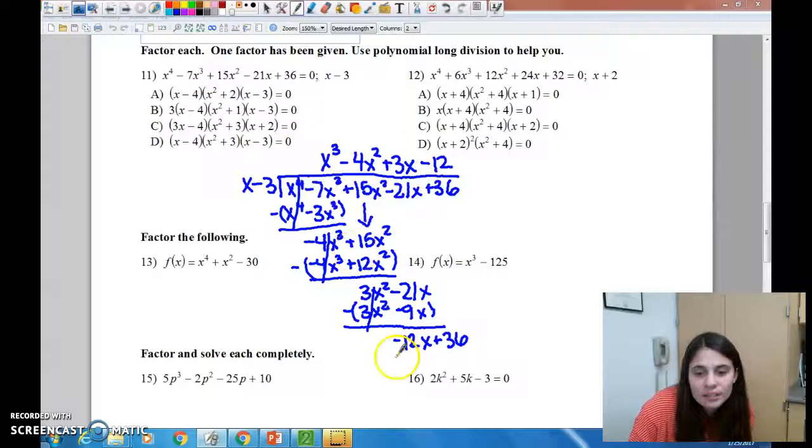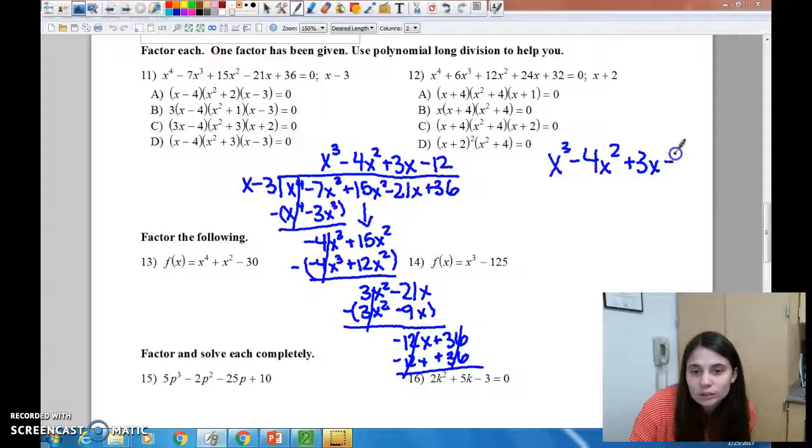Negative 12 times x is a negative 12x. Negative 12 times 3 is 36. So then, if I subtract these, they cancel. Subtract these, they cancel. So I don't have a remainder. So I have x cubed minus 4x squared plus 3x minus 12.